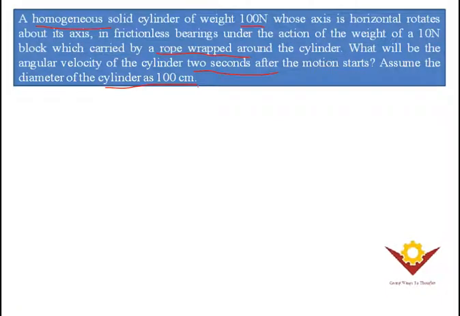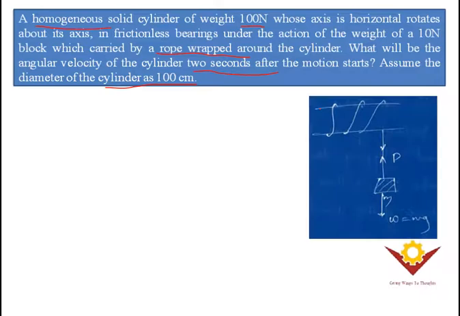So first we'll try to understand this by the figure. Here we have a solid cylinder of weight 100 newtons, whose axis is horizontal and rotates about its axis in frictionless bearings under the action of the weight of 10 newtons. The 10 newtons is acting on this, carried by a rope wrapped around the cylinder. What will be the angular velocity, that means omega, of the cylinder 2 seconds after the motion starts?